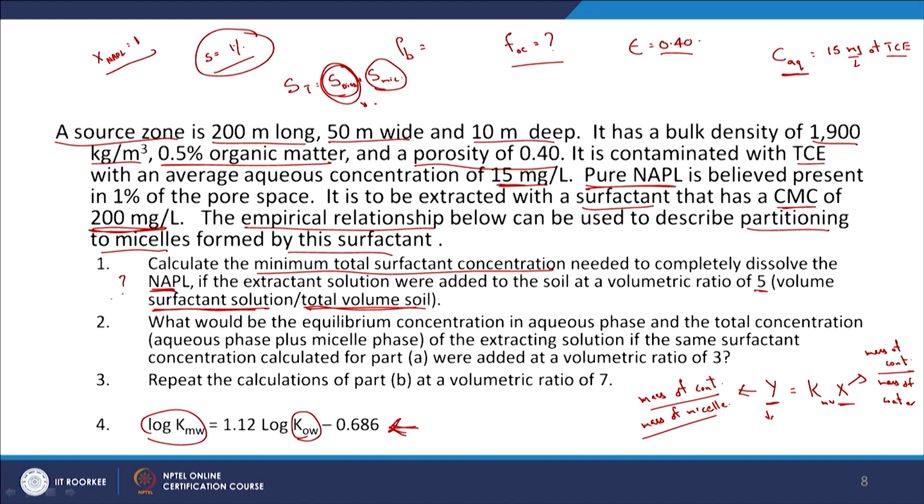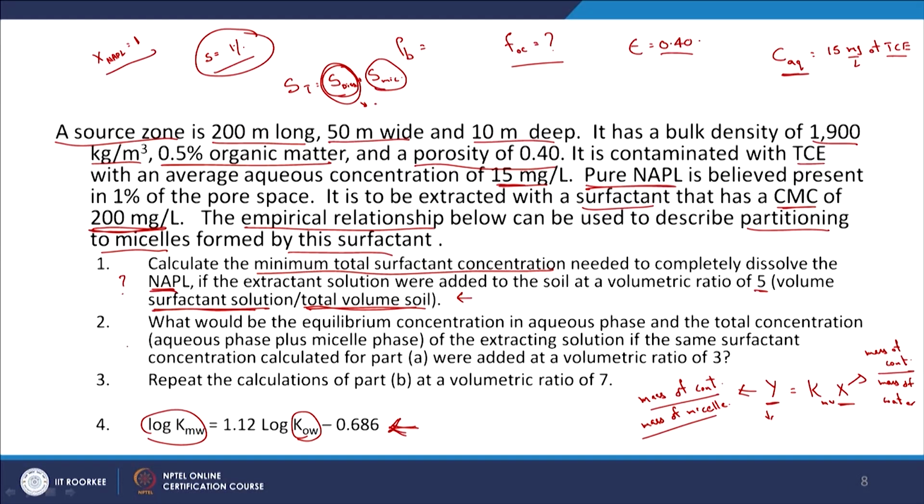We will look at how to solve this, and what would be the equilibrium concentration in the aqueous phase and the total concentration, aqueous phase plus micelle phase, of the extracting solution if the same surfactant concentration calculated from this case were added at a volumetric ratio of 3 instead of 5. So in case A we plan to add a certain volume of surfactant, but in case B we are adding a relatively lesser volume and want to achieve the same results. We are asked to calculate the concentration in the solution, which means the concentration in both the water and the micelle phase.